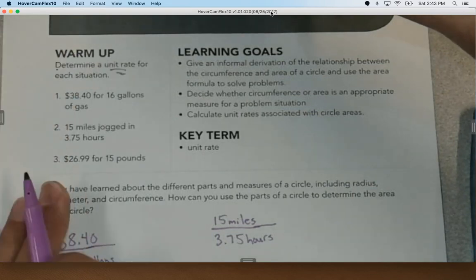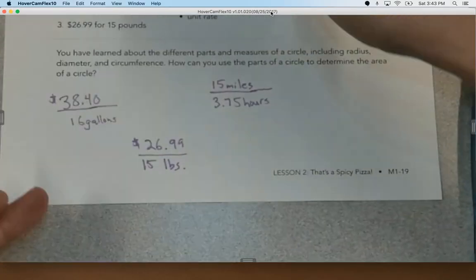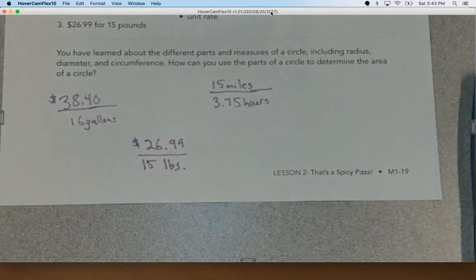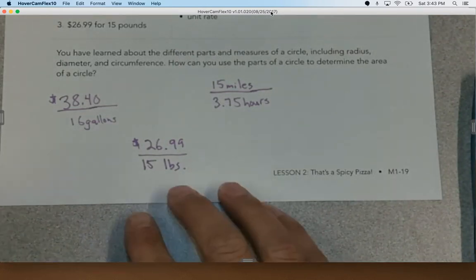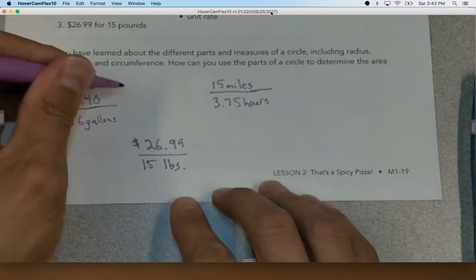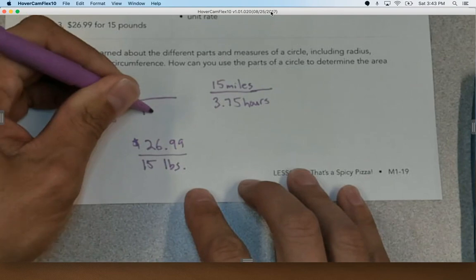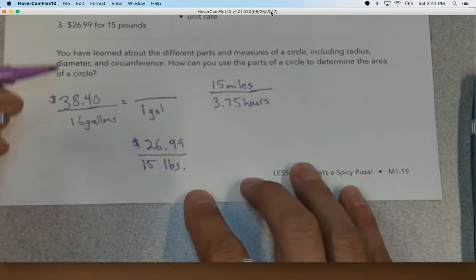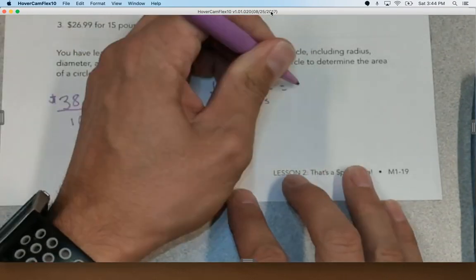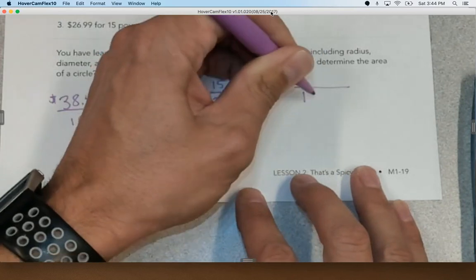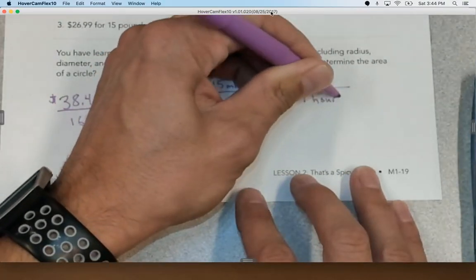So a unit rate, if I'm looking at these, these are rates, which is a special kind of ratio that is comparing two different units. For a unit rate, all that they're saying is I want to see what it would be to have one of something. And so for all of these, I want to see what it would be to get one of something.